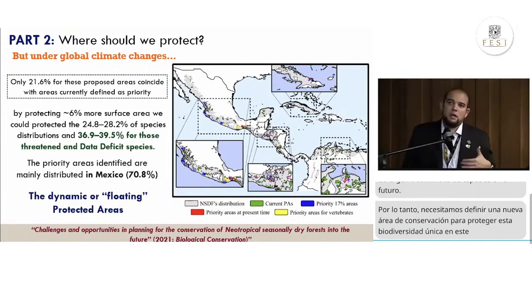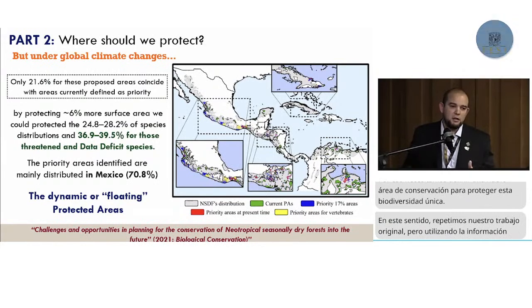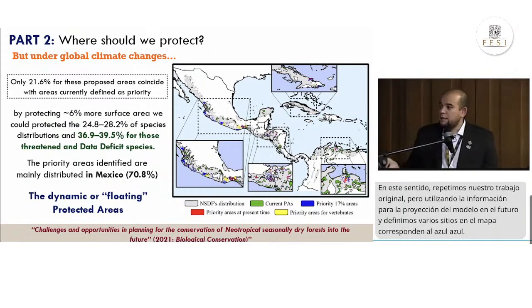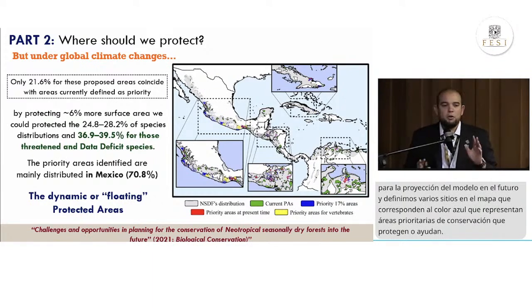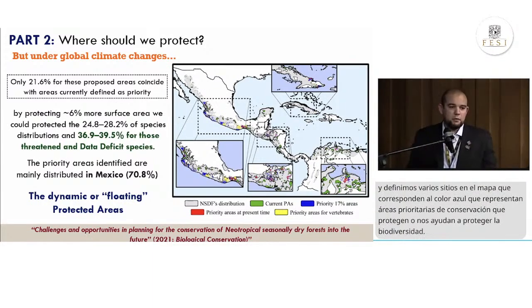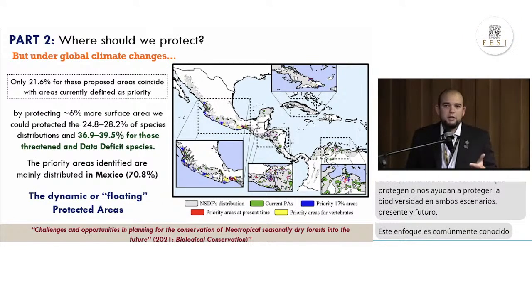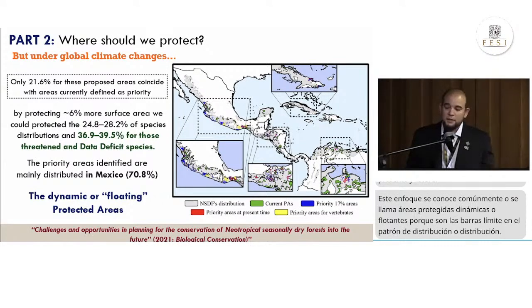In this sense, we repeated our original work, but using the information from model projections in the future, and defined several sites on the map. They correspond to the blue color that represents priority conservation areas that help us to protect the biodiversity in both scenarios, present and future. This approach is commonly called dynamic or floating protected areas, because their limits are based on the distribution pattern of species in the present and the future.